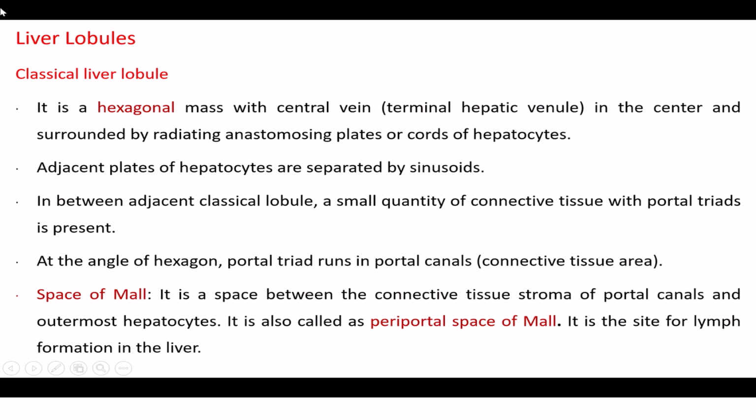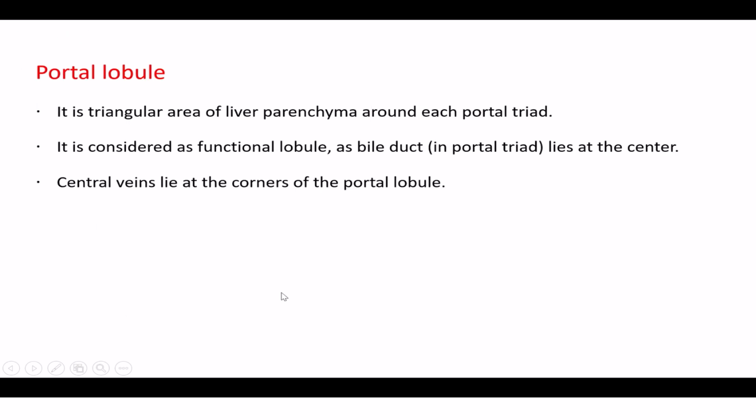So if you see the classical liver lobule, it is a hexagonal mass with the central vein in the center, surrounded by radiating anastomotic plates or cords of hepatocytes. Adjacent plates of hepatocytes are separated by sinusoids as I've shown in the earlier diagram. In between adjacent classical lobules, a small quantity of connective tissue with portal triads is present. At the angle of the hexagon, portal triads run in portal canals, that is the connective tissue area. Space of Mall is a space between the connective tissue stroma of portal canals and the outermost hepatocytes. It's called the periportal space of Mall. It is a site for lymph formation in the liver.